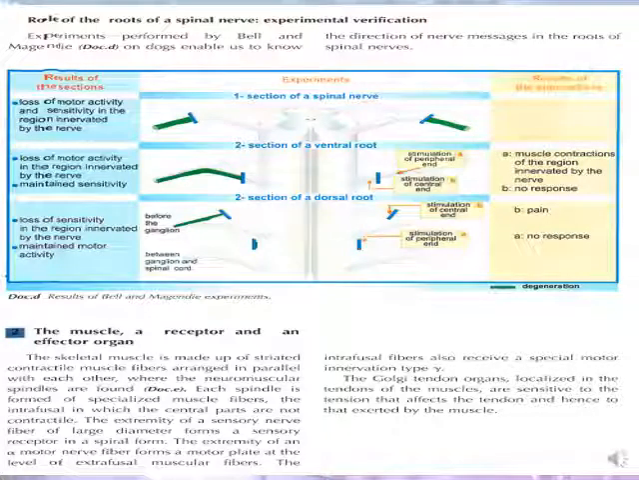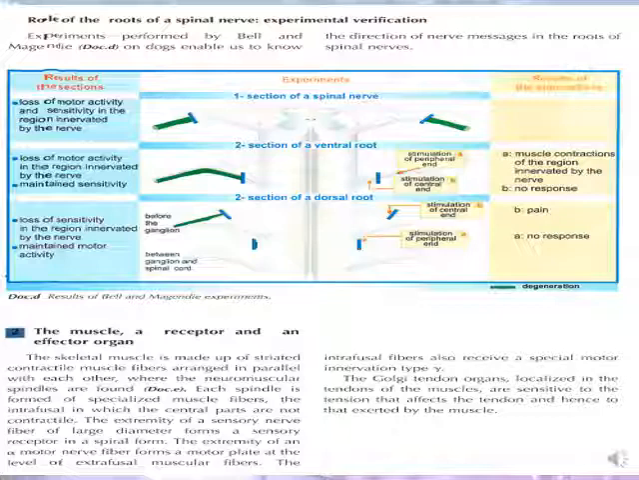Let's move now to this document. This document is talking about the role of the roots of the spinal nerve by experimental verification. These experiments are by Magendie and Bell. They are made on dogs. So these experiments enable us to know the direction of the nervous messages in the roots of the spinal nerves. These are the results of Bell and Magendie experiments.